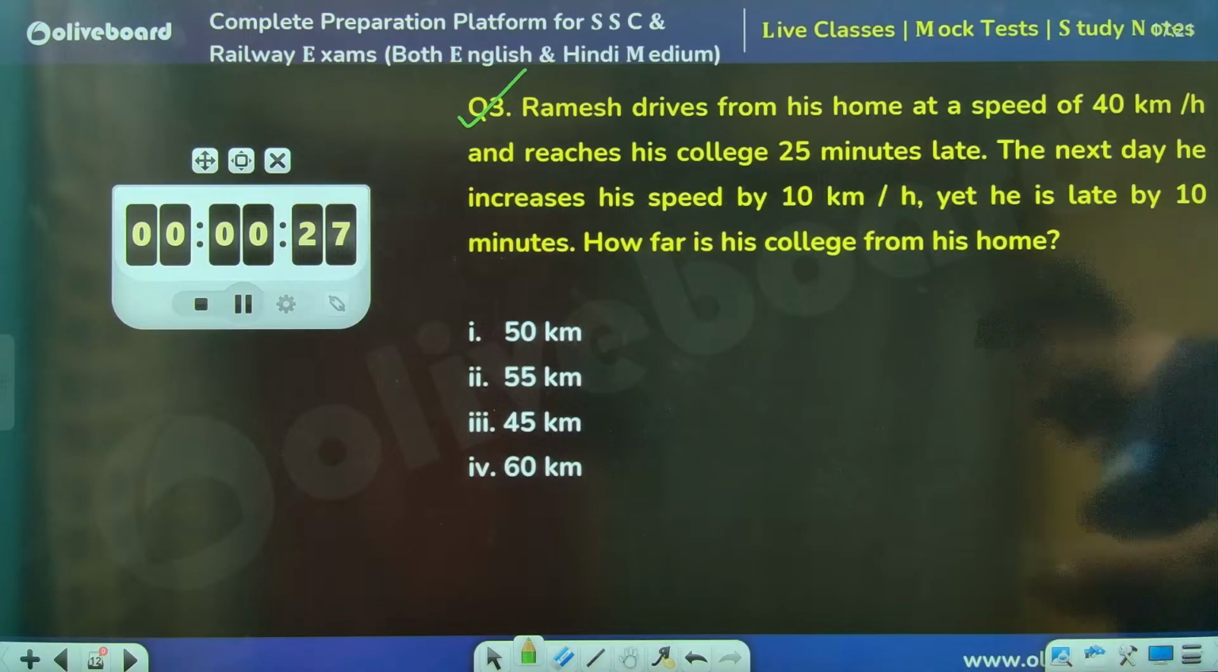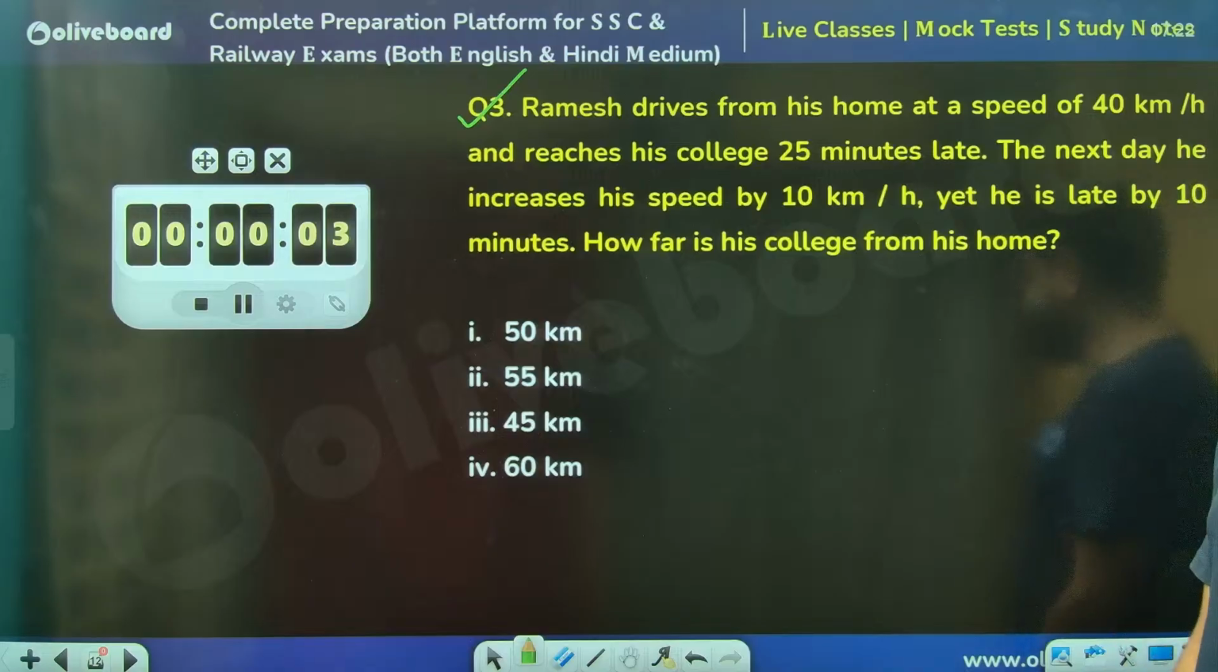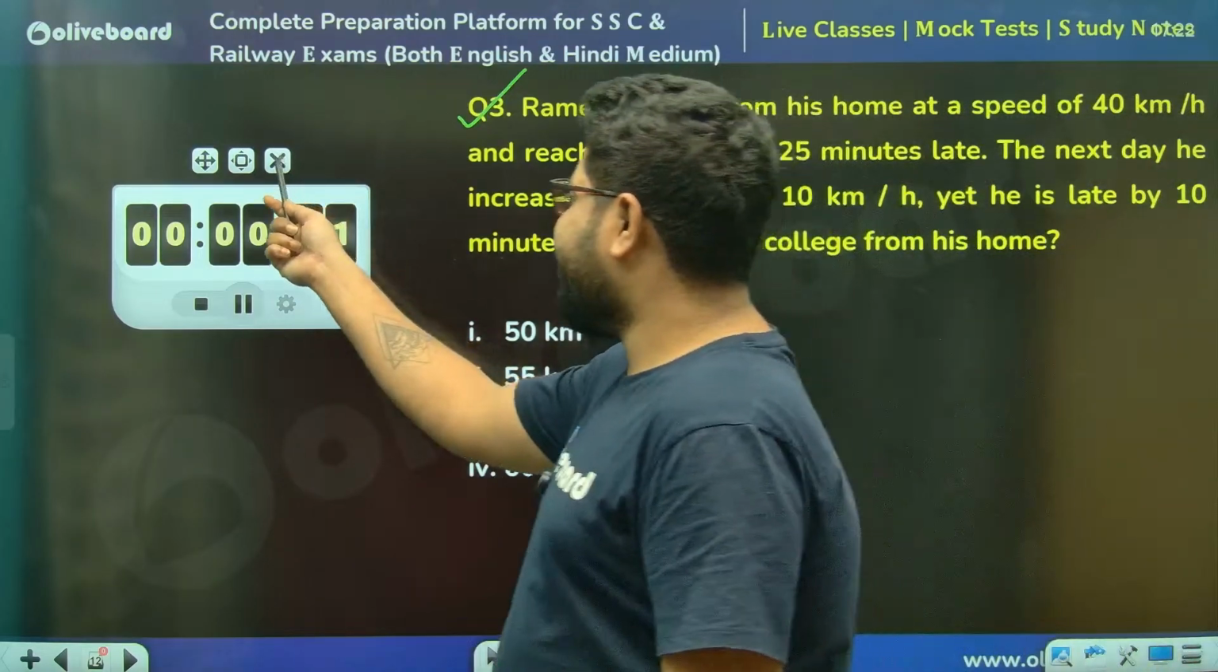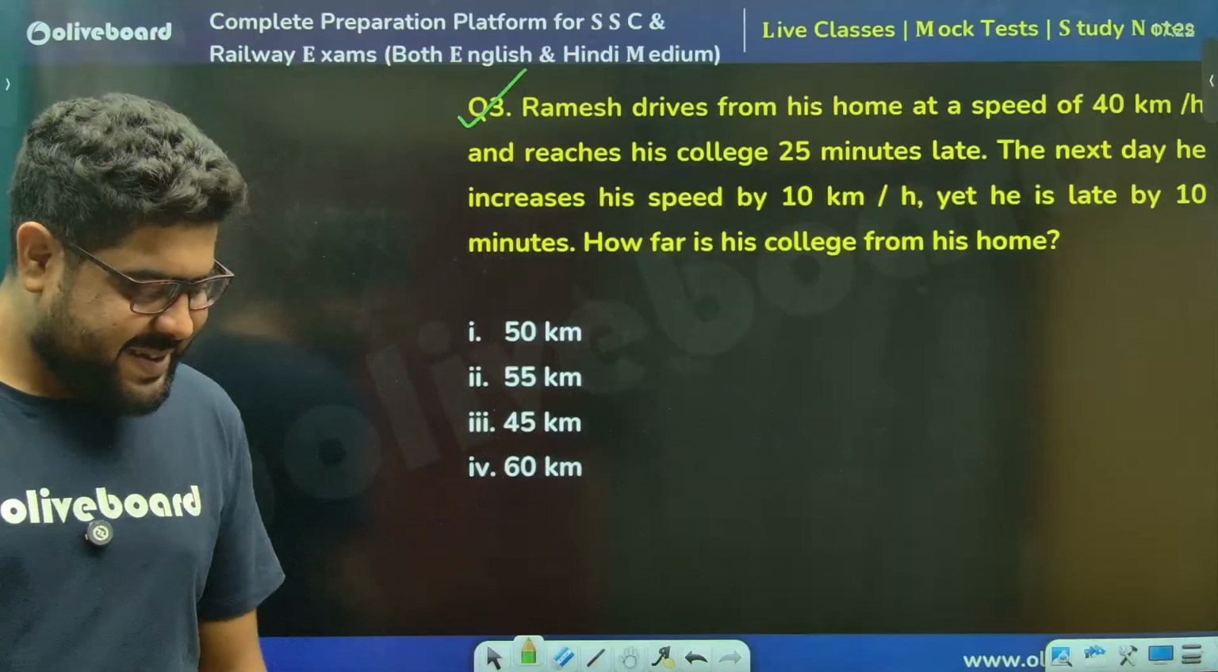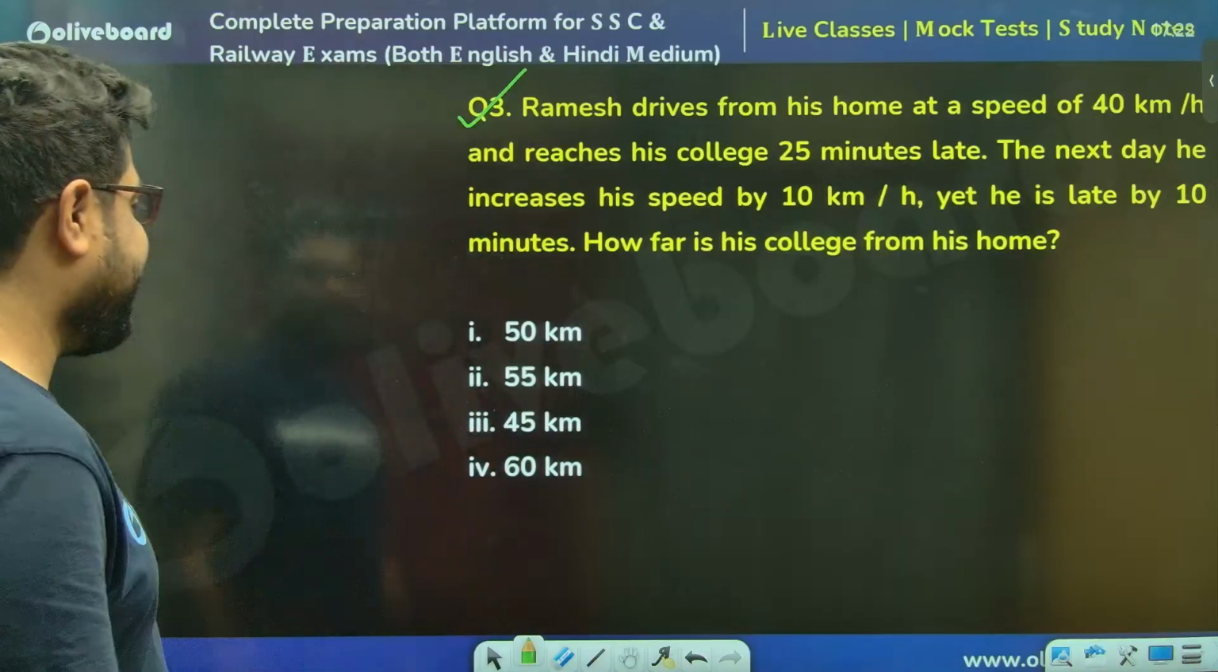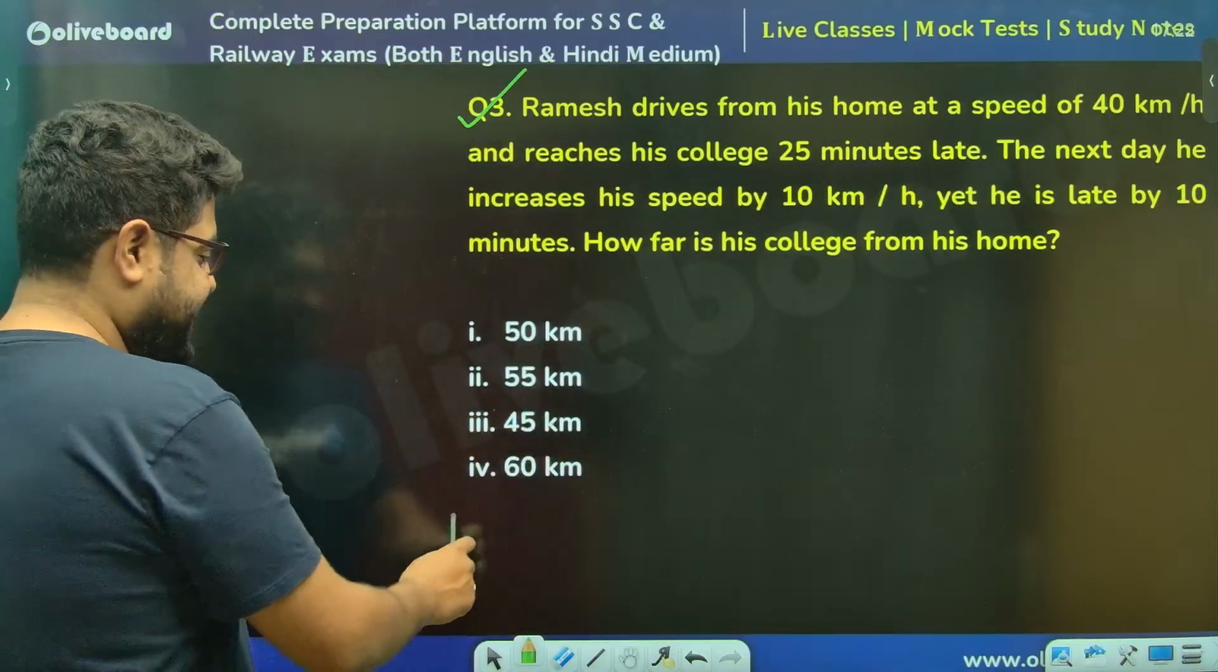I got the answer 60. Sheikh is saying option D. Let's see, brother. Reena is saying 50, option 1. Chalo, I got two different answers. Any tiebreaker answers? Anyone wants to break the tie? It is 55, this is 55. Do it again.